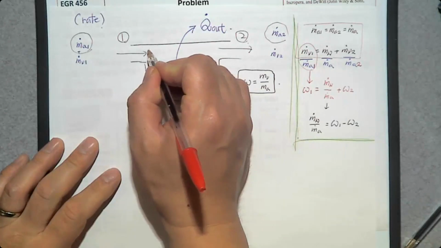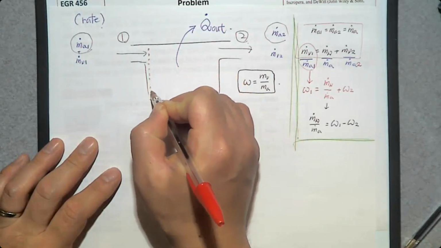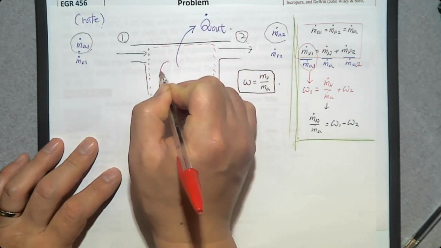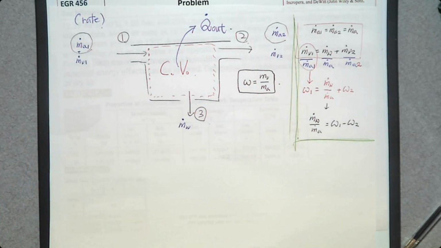What kind of energy transfer are going into this chamber? So this is the control volume. This is the control volume. So can you name any energy transfer that goes in?